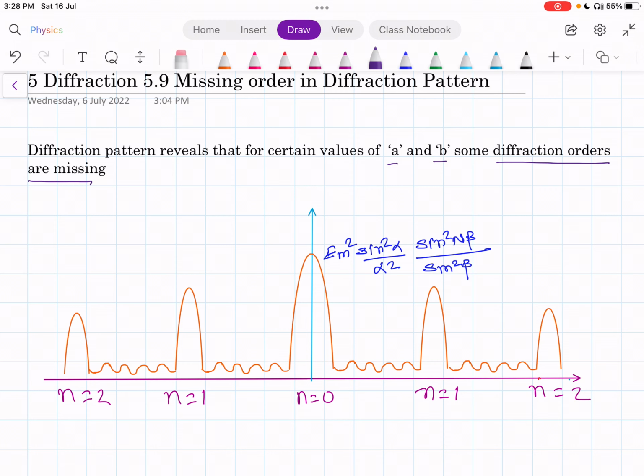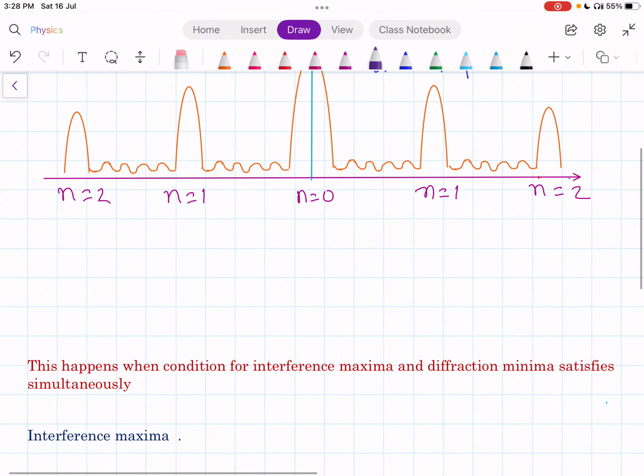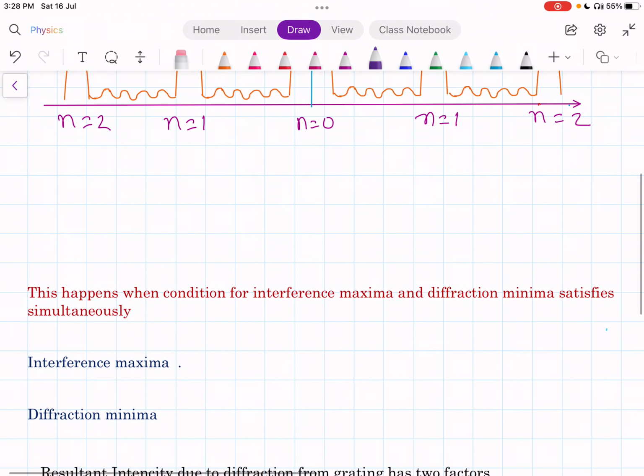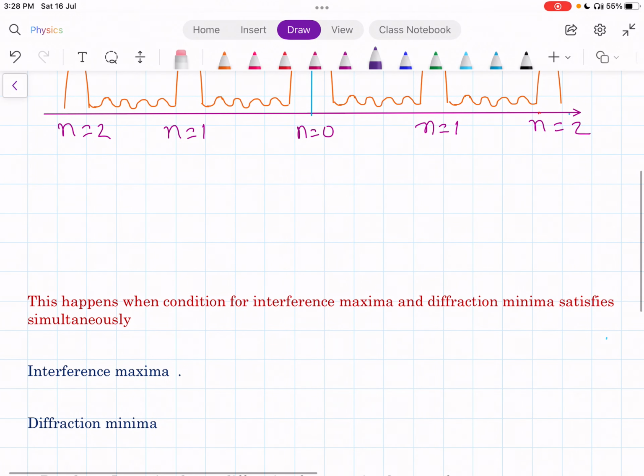This happens only when the condition for interference maxima and diffraction minima is satisfied simultaneously. Now we know the condition for interference maxima and diffraction minima.